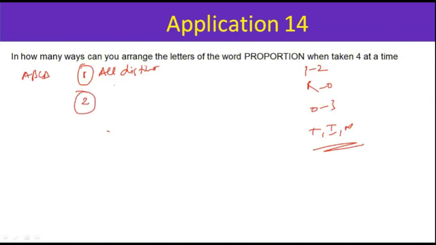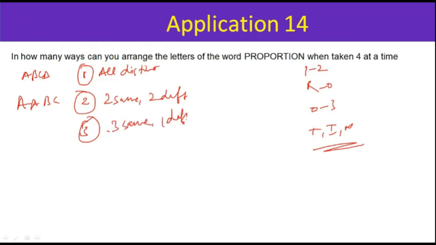So the second case is that two are same and two are different, which means it is of the format AA, BC. Yes, sir. Okay. So there are P repeated 2 times, O repeated 3 times, and R repeated 2 times. I've taken. Maybe we will solve it later, Shubham. Okay, sir. And the third case is that 3 are same, which is for O, and 1 is different. 3 same and 1 different. What you're saying is it is of the format AAAB. Okay.